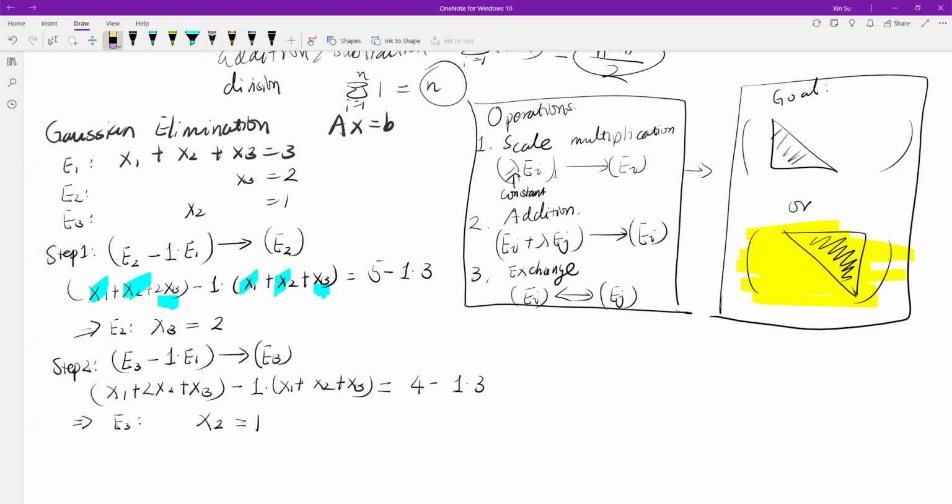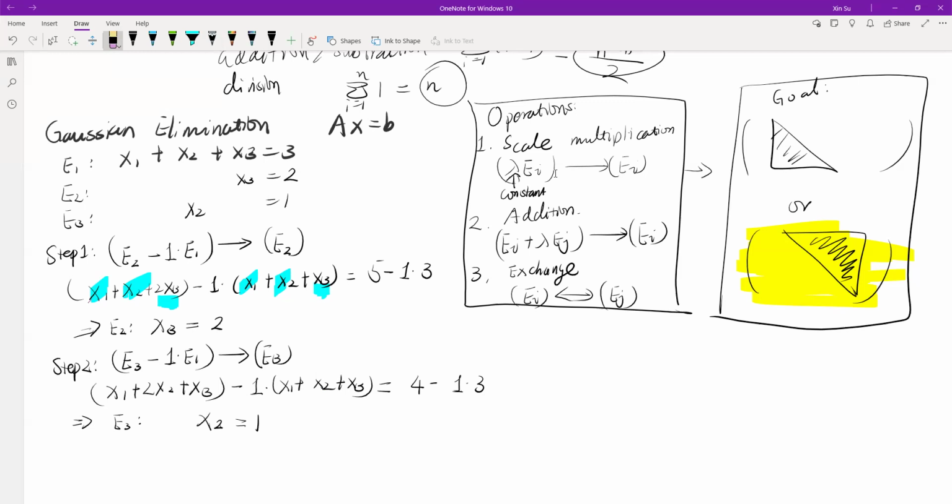But let's compare to what we have. This is what we have here. And our goal is the upper right triangular. And this does not look nice. This is not the upper right triangular. So what we are going to do is to use operation 3, exchange row. And so what we are going to do is to exchange the rows.